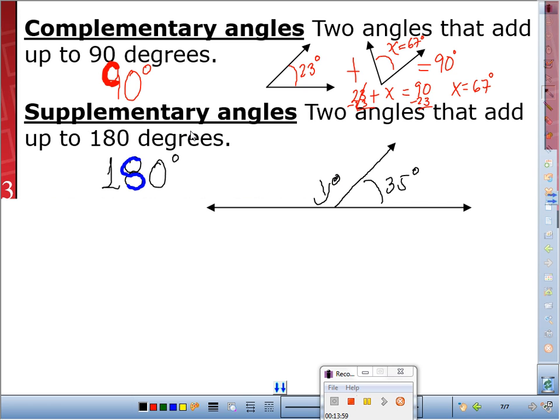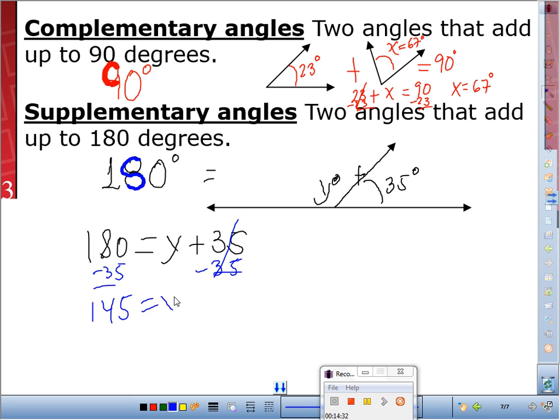But according to the definition, supplementary angles are two angles that add up to 180 degrees. So that means this plus that is equal to what? Let's write our equation: 180 equals Y plus 35. So therefore, what do I do there? Subtract 35, subtract 35. This is 145 equals Y, and those are degrees. So this one is 145 degrees. Yes? For right now, no. Okay.